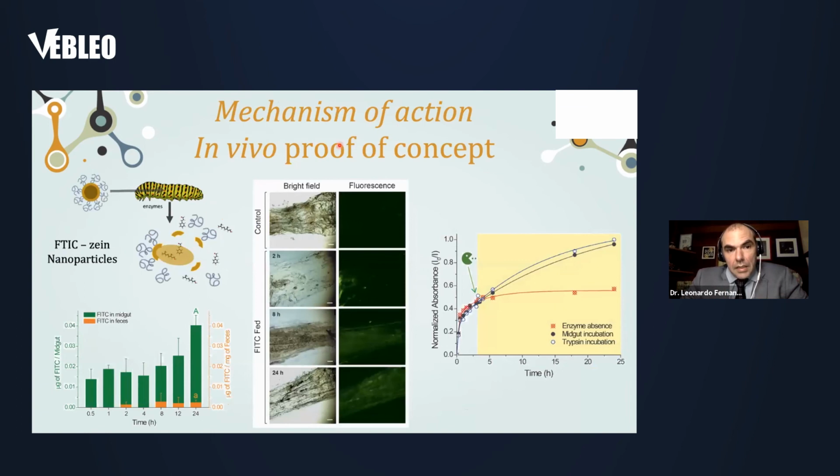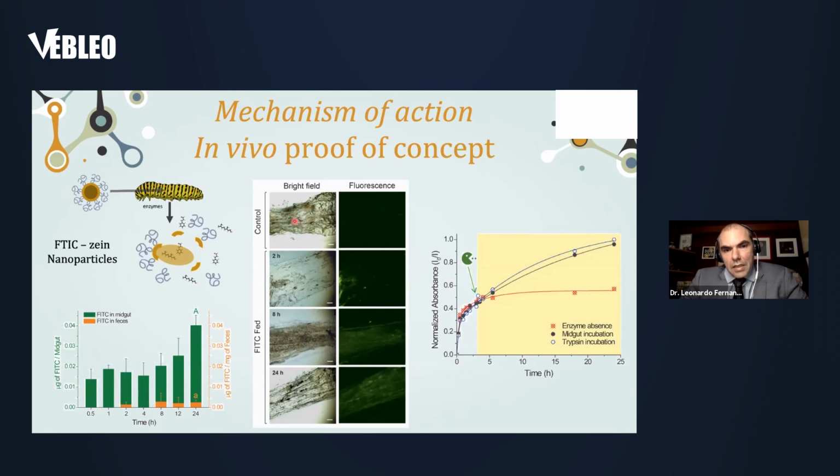Also, we decided to check the mechanism of action in an in vivo proof of concept, and we needed to track the particles inside the organism. We labeled the zein with fluorescein, and we did some cross-linking between fluorescein and the zein nanoparticles. We offered these particles in a diet to insects, and over time we considered the degradation of the particles because of the proteolytic activity, and we quantified the fluorescent probe inside the midgut and in feces. Here you can see the amount of fluorescein over time inside the midgut, and you can observe that there is an increase over time, and also an increase of fluorescent probe inside the feces.